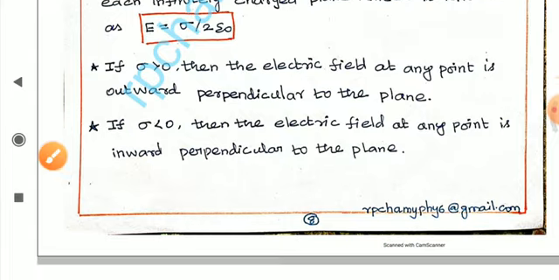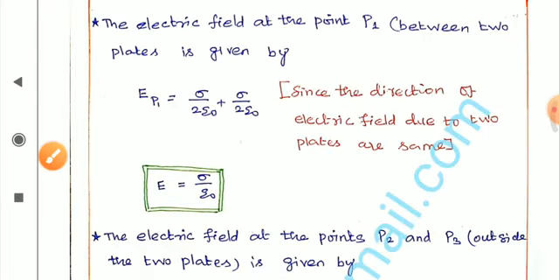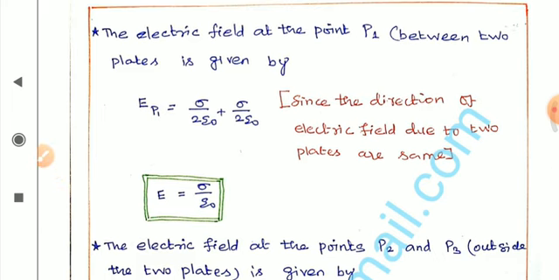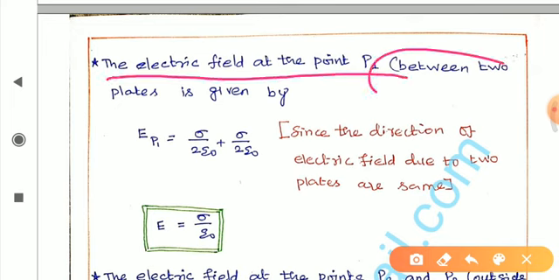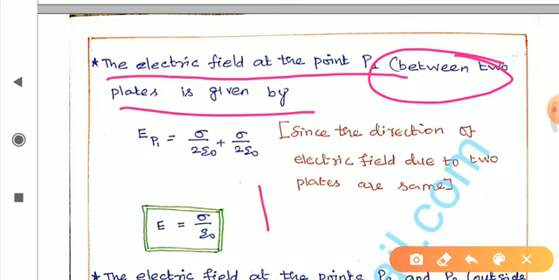Right. Now, we have calculated the electric field due to each plane sheet, which is given by sigma by 2 epsilon naught. Now here, the electric field at the point P1, that is between the two plates, is given by E at P1 is equal to sigma by 2 epsilon naught plus sigma by 2 epsilon naught. Why? The net electric field between the two plates is given by E1 plus E2. Why?